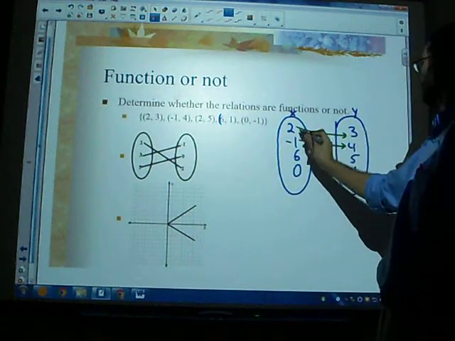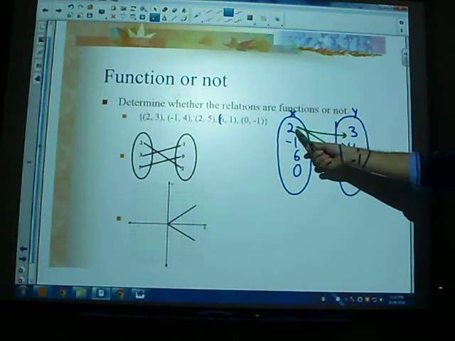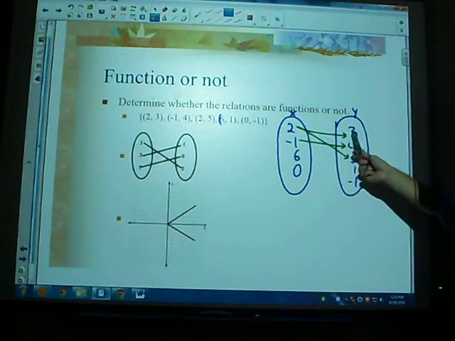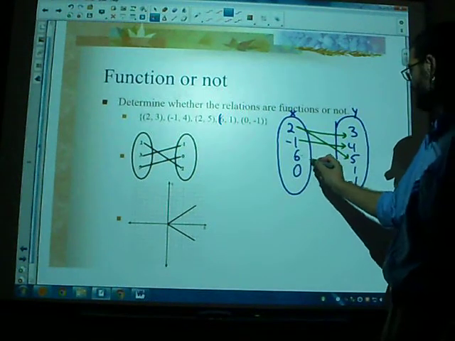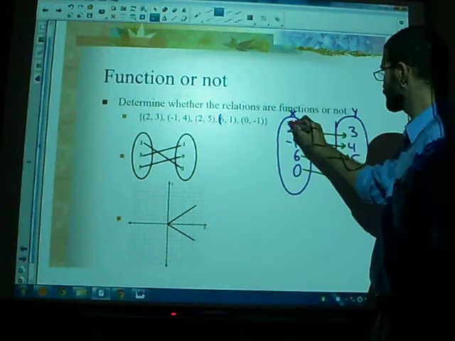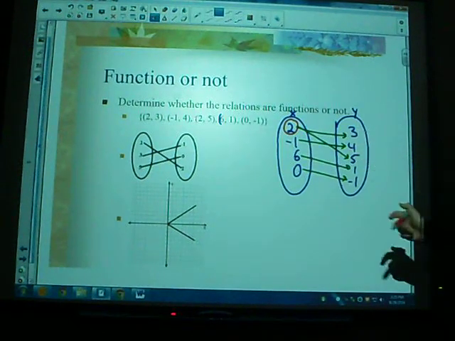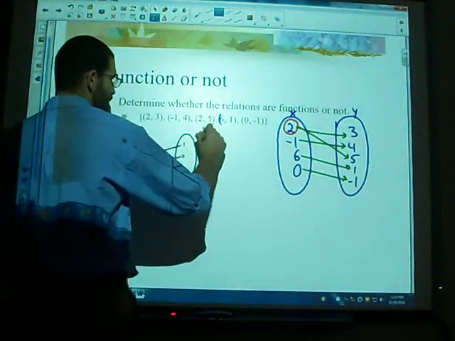2 is connected to 5. At this point, is this a function? And the answer is no, because one x is connected to two different y's. We're still going to finish this up. But because our 2 is connected to two different numbers, 3 and 5, that is not a function.